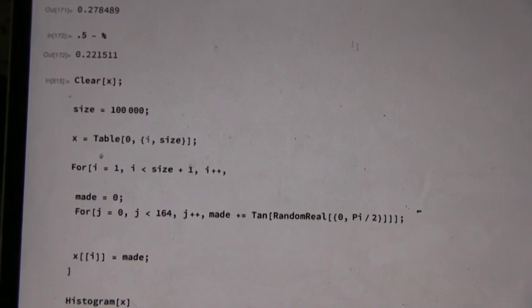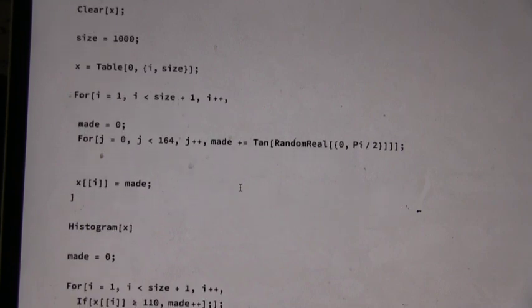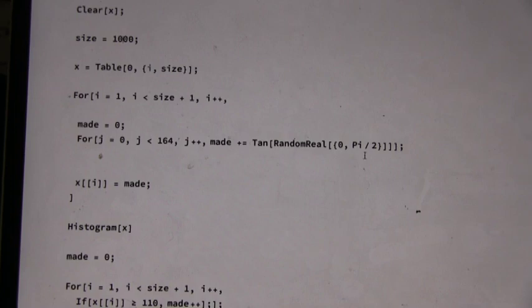Okay, so here's a second example. Now, what I'm doing for my numbers is adding up the tangent of a random real number between 0 and pi over 2, or in other words, the tangent of a random angle between 0 and 90 degrees.